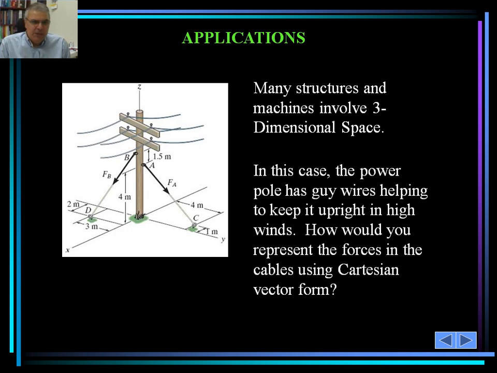But as you can see here, there are two cables. They are holding this pole down at points D and C. Point A is connected to the pole itself, A and B, and the distances are given. This is an example of how we can represent forces in this cable using Cartesian vector form.